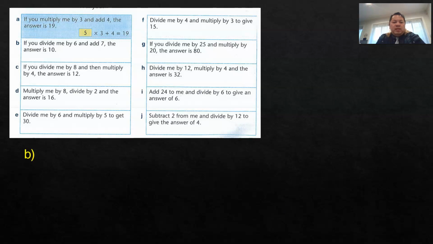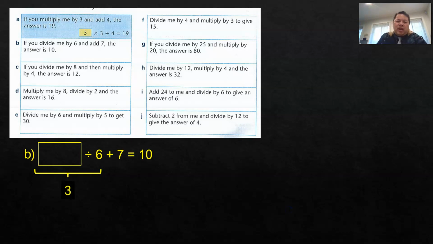So let's look at B. You have something divided by 6 and add 7 to it to give you 10. So that's the equation. So what is this thing plus 7 to give me 10? We know that this missing thing is actually 3, isn't it? It must be a 3 to get 3 plus 7 to be 10. So what divided by 6 will give me 3, which is 18, isn't it?